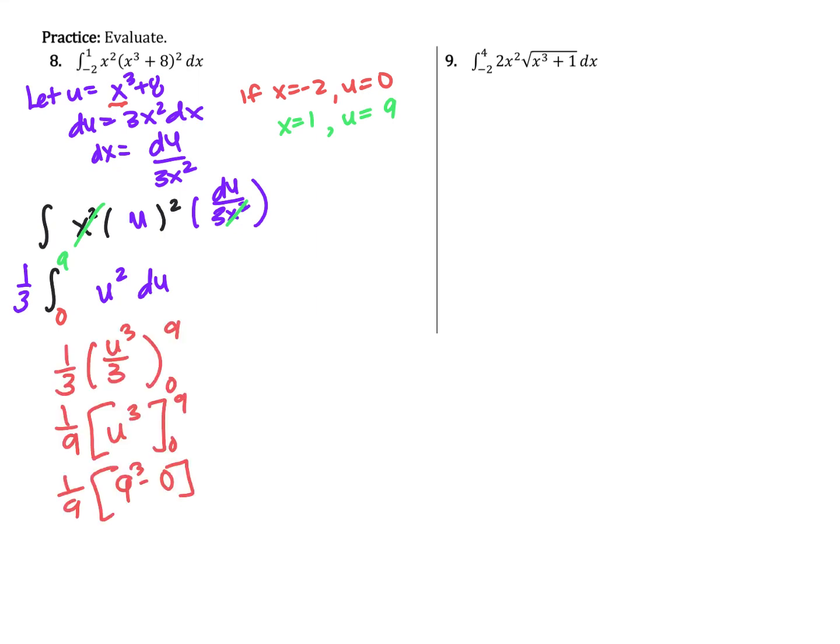So u squared is going to become u to the third over 3, multiplied by the 1/3 that was already there, and I'm actually going to pull that scalar out. So 1/9 times u to the third, being evaluated from 9 to 0. So 1/9 times 9 to the third minus 0. Now notice, I'm not actually going to figure out what 9 to the third is because I'm going to divide it by 9 or multiply it by 1 over 9. So that's going to just become 9 squared. So this whole thing is just going to equal 81.